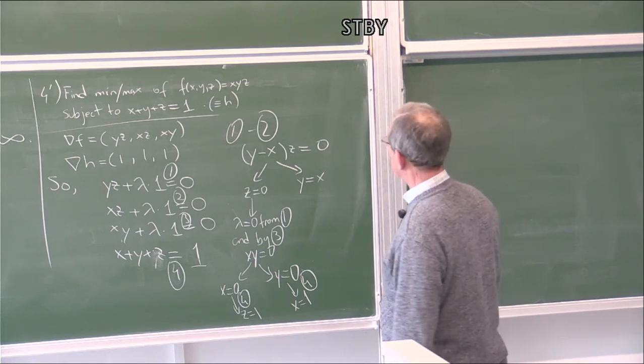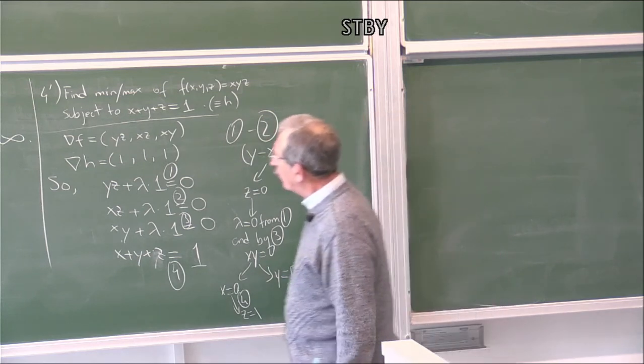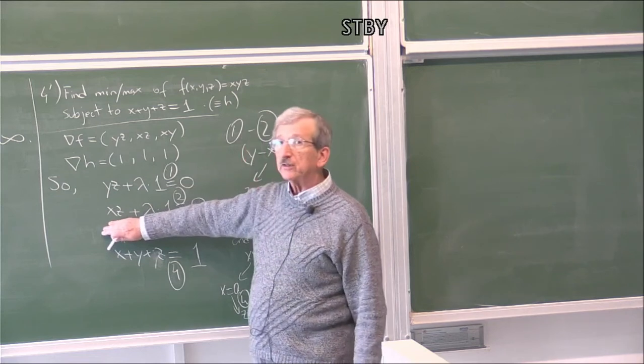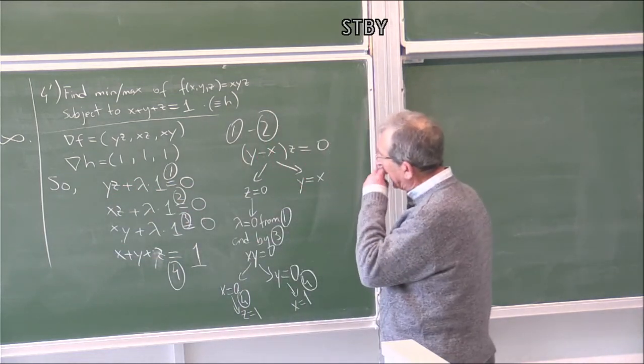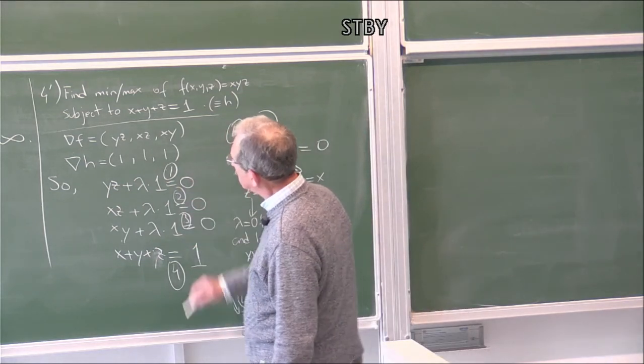That's fine. Now, if y is x, what happens? Well, if y is x, 1 and 2 become equivalent. So they don't give us any new information. But we can consider 2 minus 3 now.